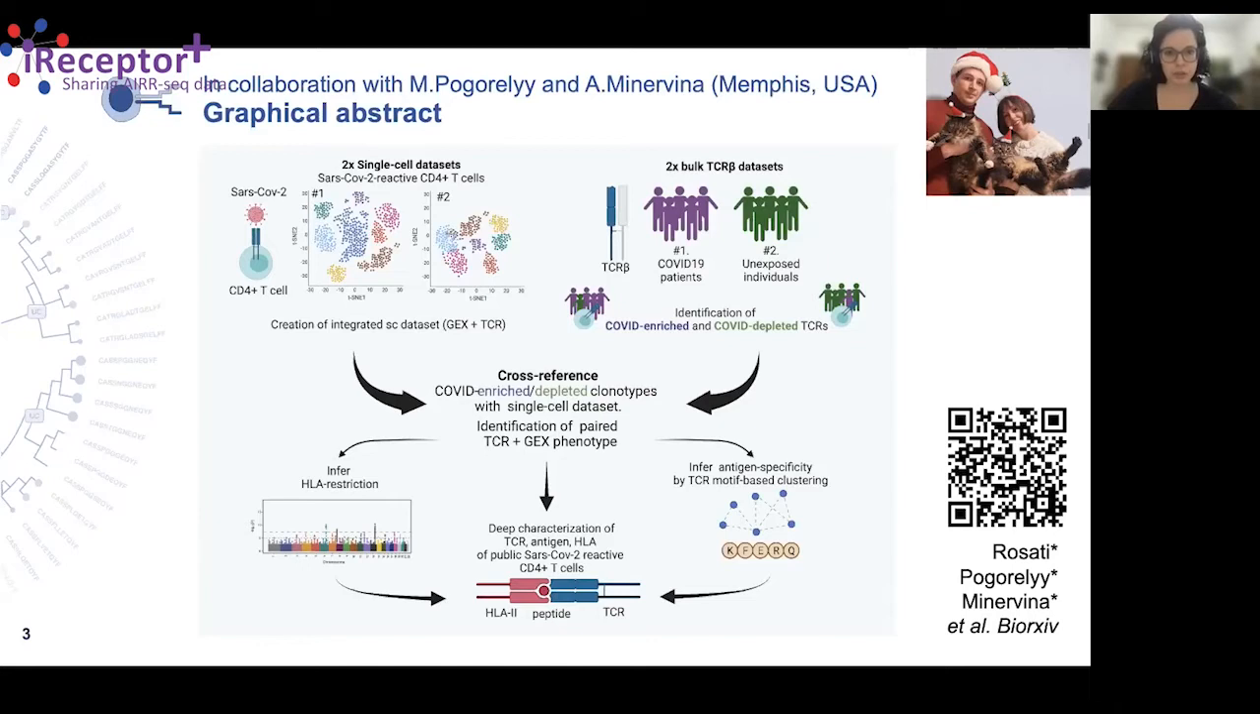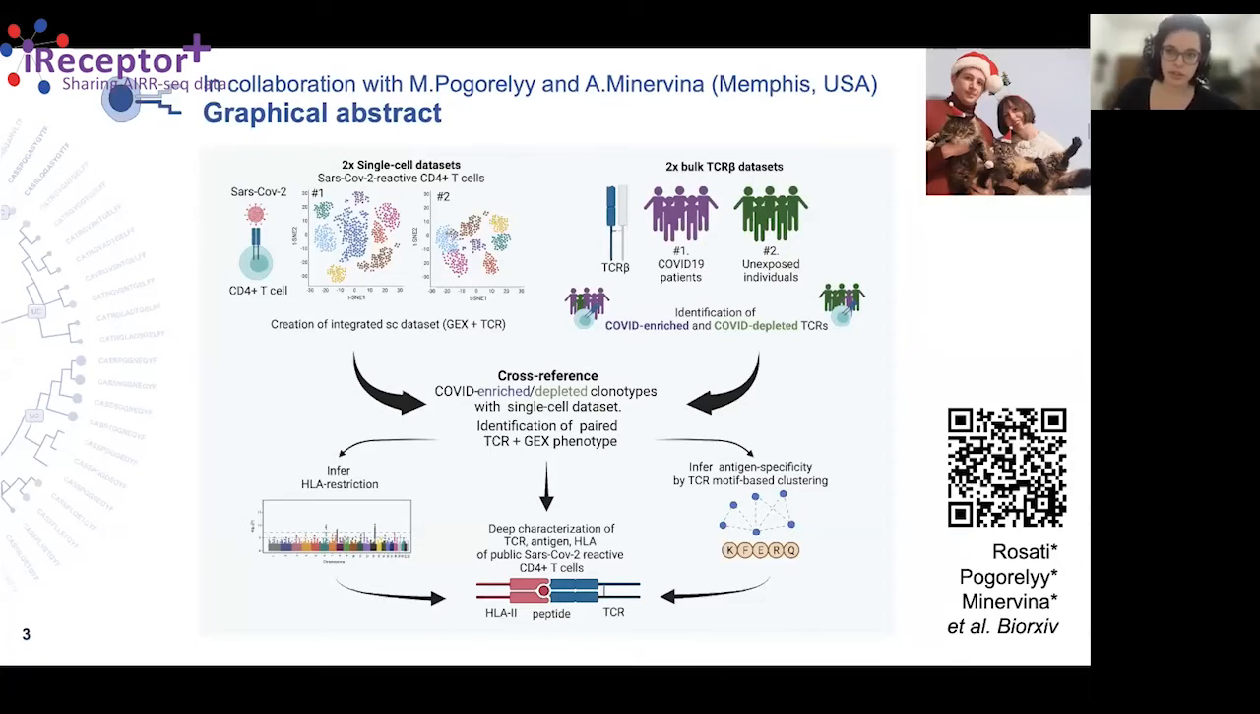We merged the two data sets, and we obtained this big data set containing all single cells reactive for SARS-CoV-2. Then independently, we took two big TCR bulk data sets: Emerson et al., with only healthy controls, and Snyder et al., which contains SARS-CoV-2 patients. Using these two big bulk data sets, we statistically identified TCRs which are enriched or depleted in COVID-19 patients. And then we cross-referenced the two things.